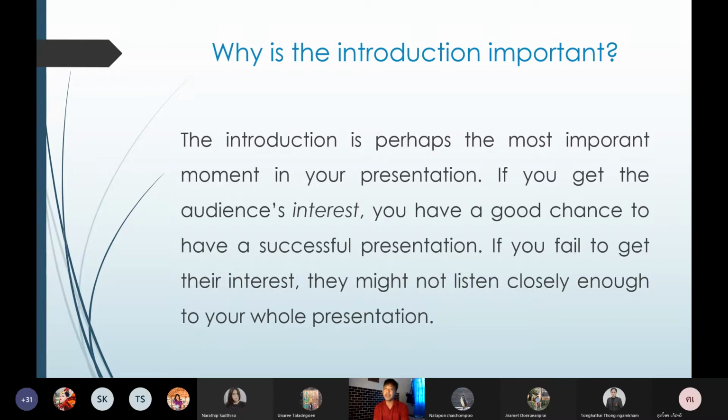So that's basically the meaning of audience interest. They will get interested, so they will say, oh, I like it, so I'm going to listen to the whole presentation. Oh, it seems interesting. I'm going to listen to the speaker because I think it's good, I think it's okay. So why the introduction is totally important for you. Okay.